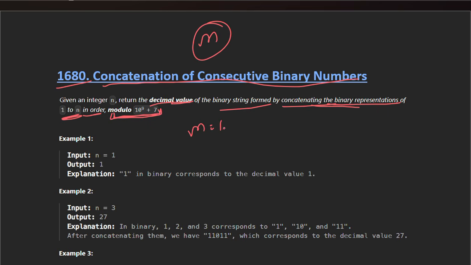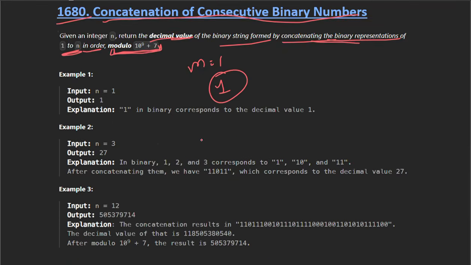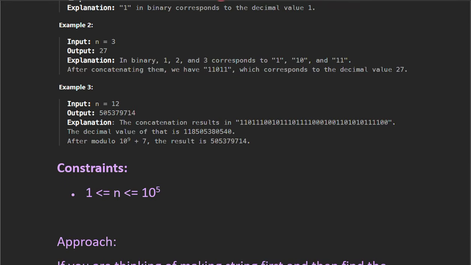So when n is equal to 1, there is only one number, that is 1, so we'll be directly returning 1. Then when n is equal to 3, what are the numbers we have? We have 1, 2 and 3. Binary of 1 is 1 only, 2 is 10 and 3 is 11. So when we concatenate this, we will be getting the string 11011. So now we have to return the decimal value of this. The decimal value of this binary is 27, so 27 is the answer.